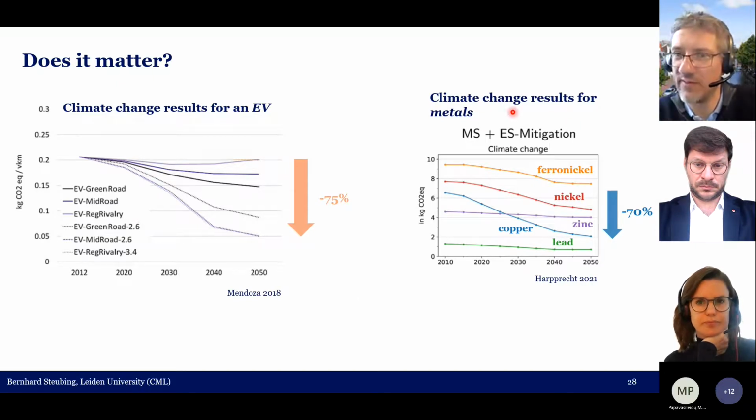We see that also for the climate change results of different metals. This is a result from Carina Harprecht, where we see that over the next 20, 30 years, the impacts from the metals are mostly declining for most metals, and it really depends on which metal whether that effect is large or small. But for example, good news here is that for copper, it could be as large as a 70% reduction.